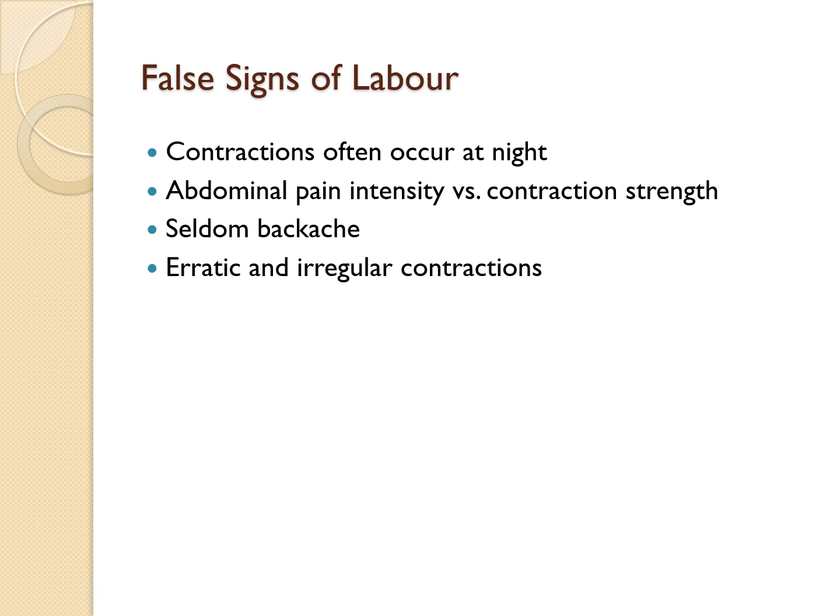Let's look at the false signs of labor. One of the signs of false labor is that the contractions often occur at night. Then the abdominal pain which the woman experiences during the contractions is much more intense than what could be expected for the strength and duration of the contractions. The backache is seldom experienced. Then the contractions are erratic and irregular in frequency and in duration, and last both longer and shorter periods than true labor.